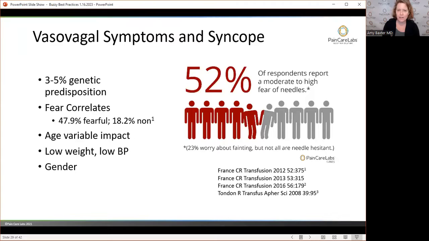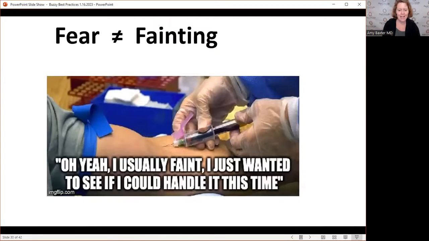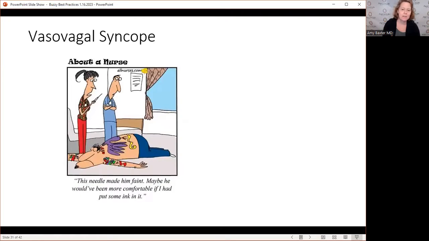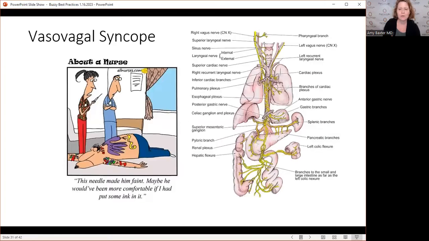Females are more likely to faint. People remember the males, but it's actually females who are more likely. Low weight, low blood pressure also contribute. And you don't have to be afraid to faint. So they're conflated, but they're not actually the same thing. The reason that Buzzy is useful is because what's happening with fainting is that it's a parasympathetic response. The vagal nerve triggers this drop in blood pressure to lower your risk of bleeding out.